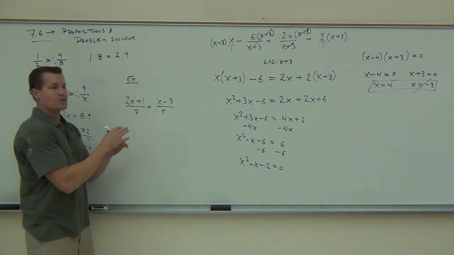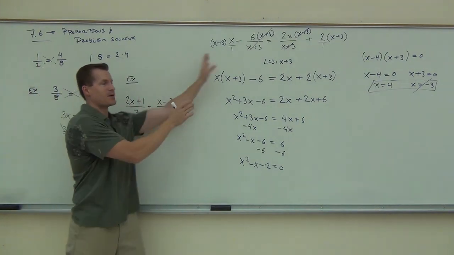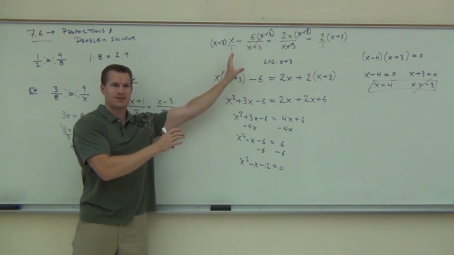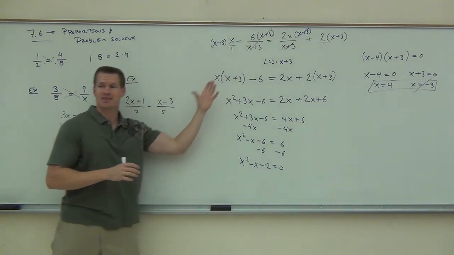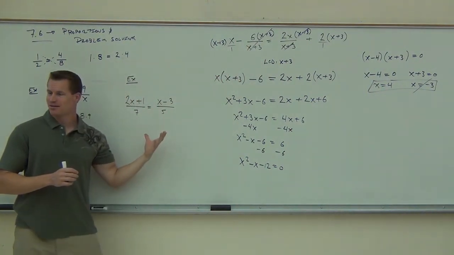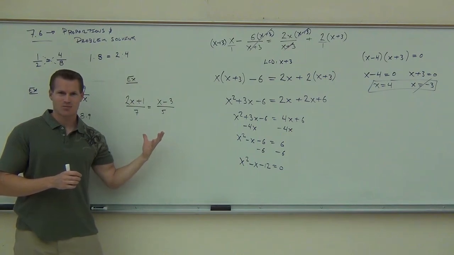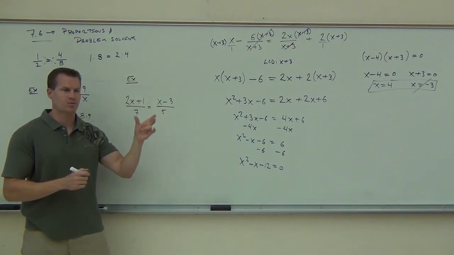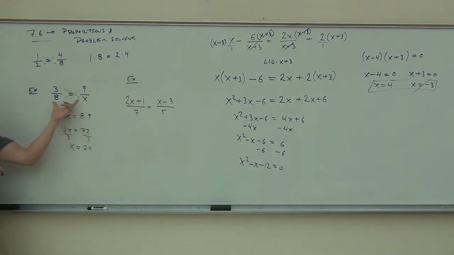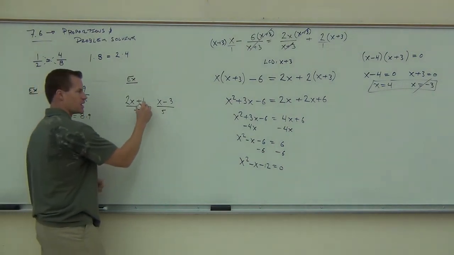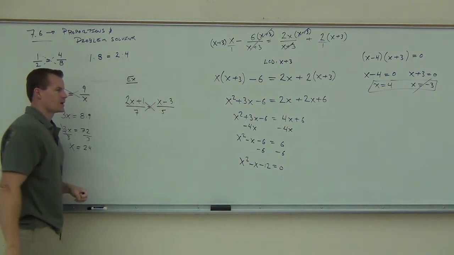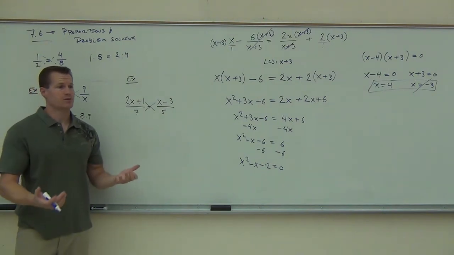Okay, so firstly, do you see the difference between this problem and that problem? Yes. Do you see how this is not a proportion, yet this one is a proportion? Are you sure? Proportion just means one fraction equal to another one. This is really similar to this problem. If we cross multiply, we can solve this pretty quickly.